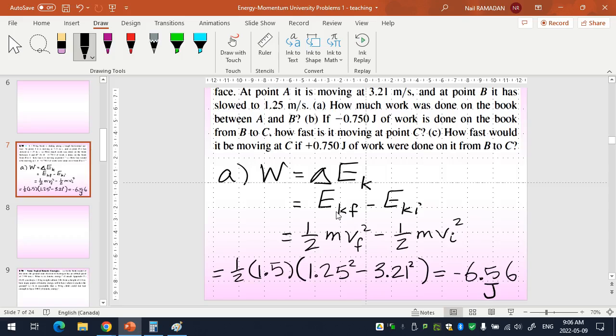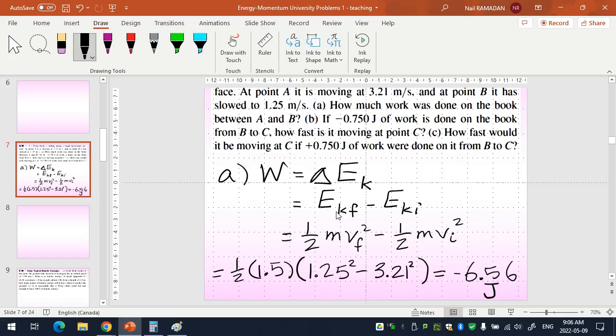What are you given in question B? You're given the work. And what are you asked for? How fast is it moving at some future point? So are you being asked for VI or VF for the second phase? You're asked for VF.